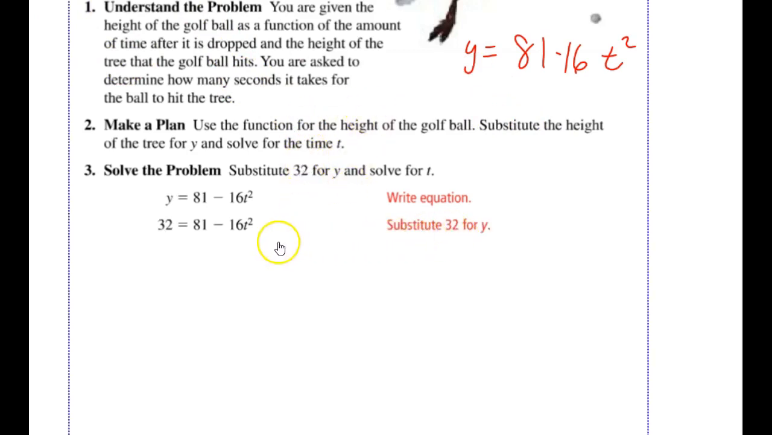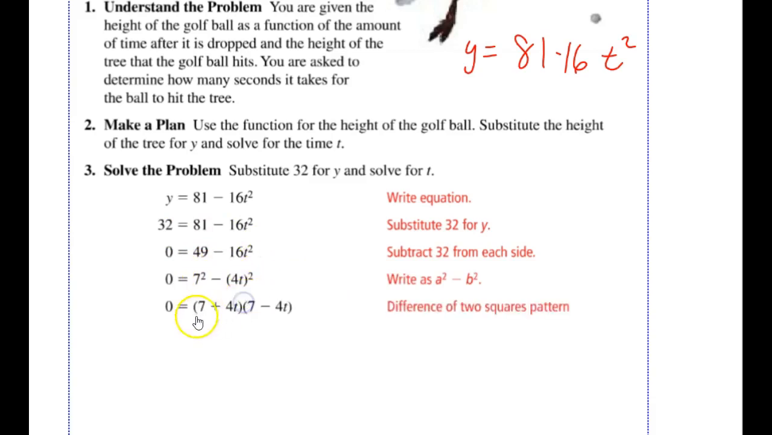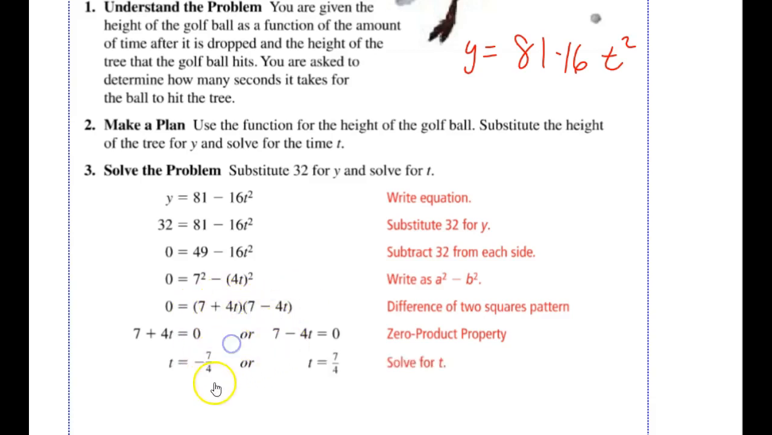Okay, so I substitute my 32, then I subtract 32 from each side. And I notice, oh, I know the square root of this first term, and I know the square root of this second term, and I see I'm subtracting, so I'm going to be using the difference of two squares. So I can rewrite this as the square root of the first one squared minus the square root of the second one squared, and then rewrite it out as my difference of two squares pattern. Then, using my zero product property, I set each piece equal to 0, and then solve for t. So here are my two possibilities. t is either negative 7/4 or positive 7/4.